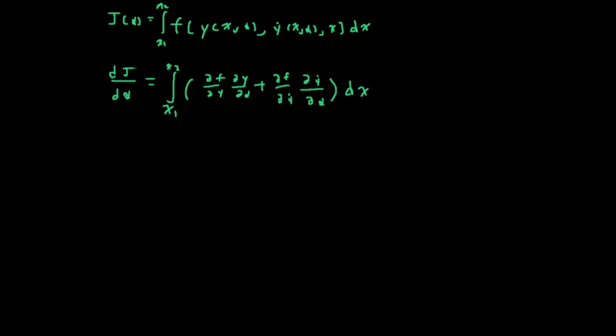So we can find that this part right here is just df over dy prime times the second derivative of y with respect to x and with respect to alpha, because you'll recall that y prime is just dy dx. So if we take the derivative of y with respect to x and then with respect to alpha, then we get that.